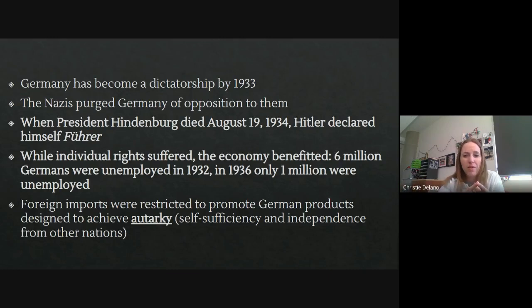He's revamping the military. He's undergoing massive public work projects in highways and train systems. Because if you're going to go to war and have this expansionist foreign policy, you need to be able to have mass numbers of troops that you can effectively move across the nation. He also bans foreign imports. They're restricted because he wants to basically make Germany self-sufficient and independent from other nations.